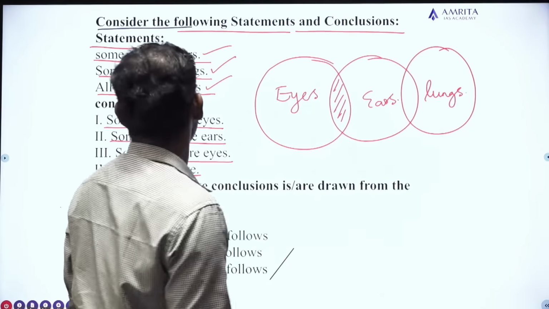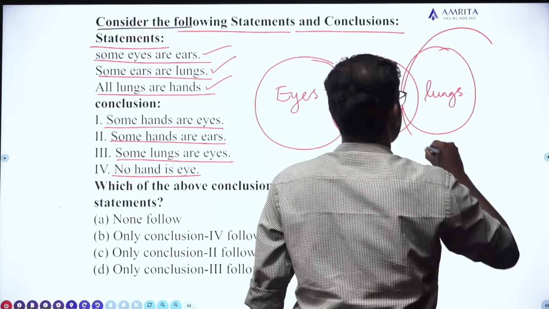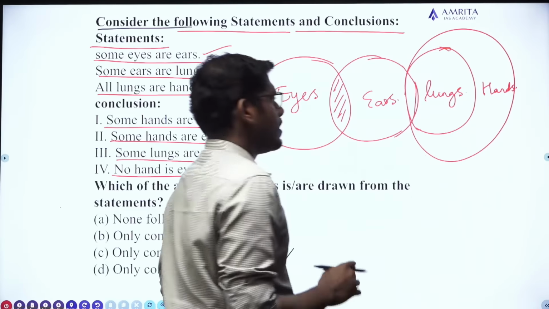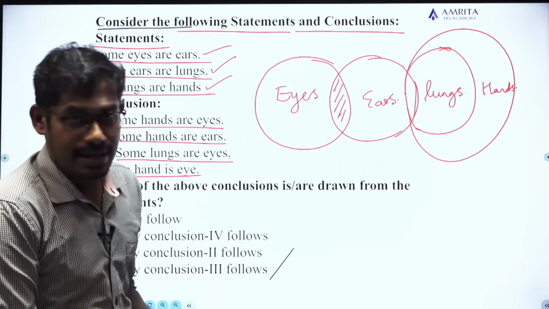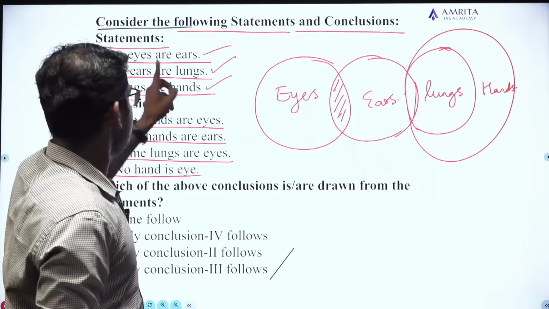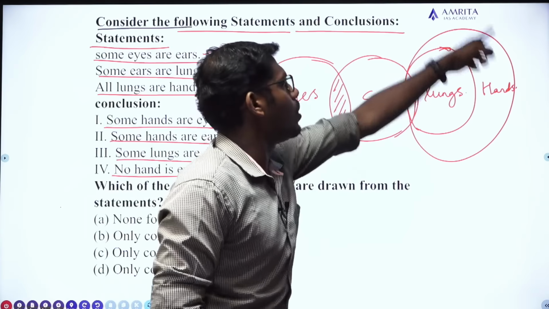Some eyes are ears, some ears are lengths, all lengths are hands. Okay, so we have done our Venn diagram. Some eyes are ears. Some ears are lengths. All lengths are hands.